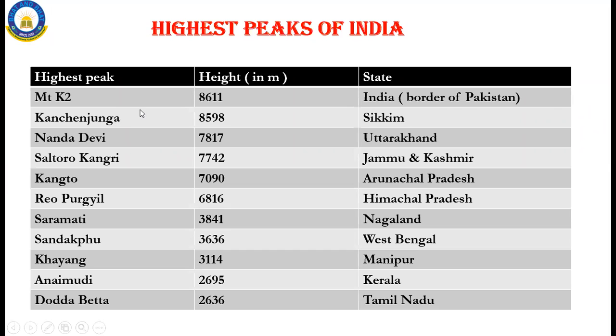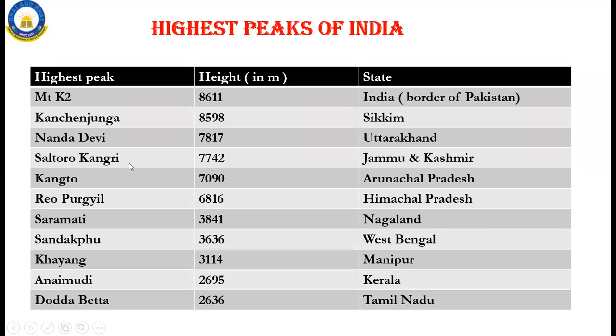When I come to Mount K2, the height of Mount K2 is 8,611 meters. Okay. So 8,611 meter, which is there in the border of Pakistan, which belongs to India itself. And next we have Kanchenjunga. This is your second highest peak, where the height is 8,598 meter, which is near Sikkim. Third one, that is Nanda Devi. The height is 7,817 meter, which is in Uttarakhand.